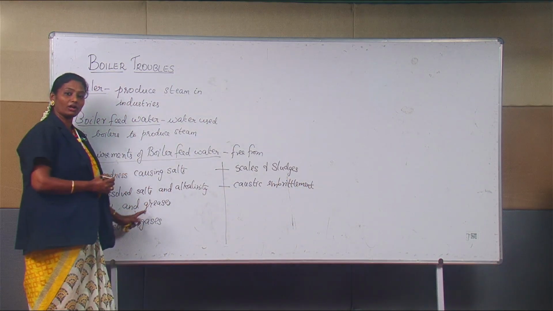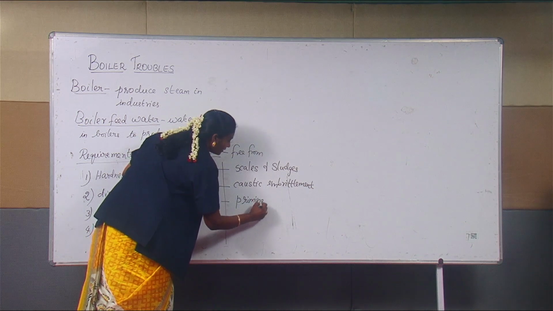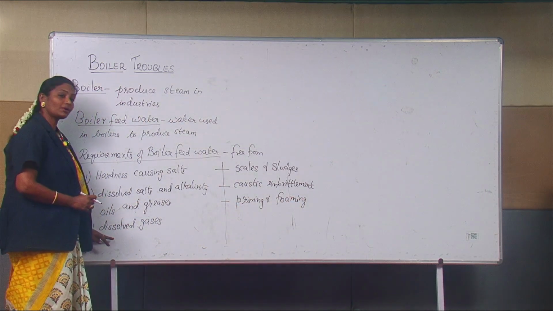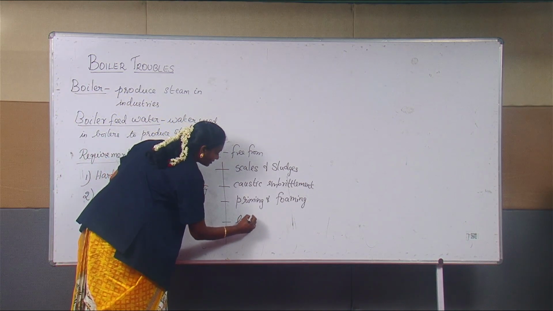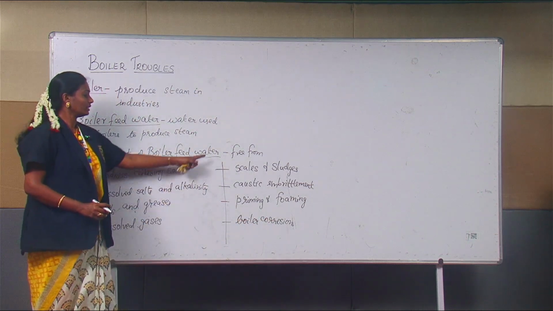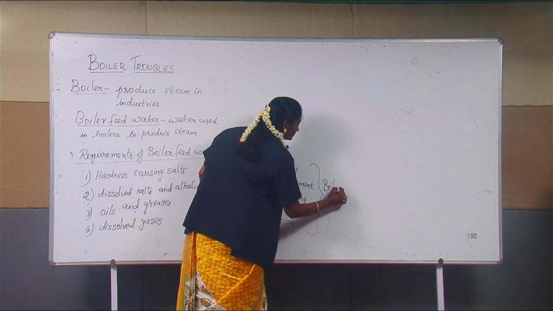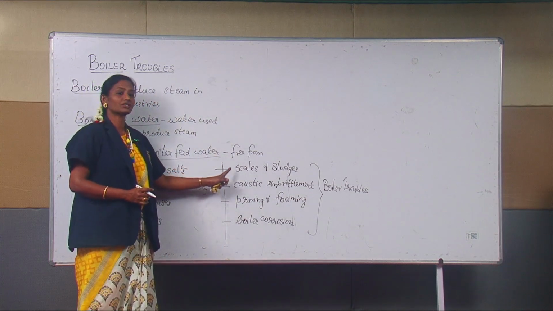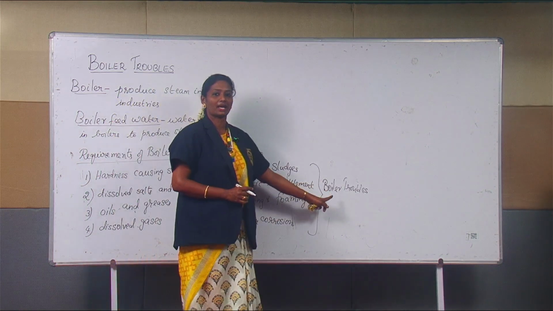If the water consists of oils and greases, it would result in priming and foaming. If the water consists of dissolved gases, it would result in boiler corrosion. So these four are known as boiler troubles. Scale sludge, caustic embrittlement, priming foaming, and boiler corrosion are together described as boiler troubles.